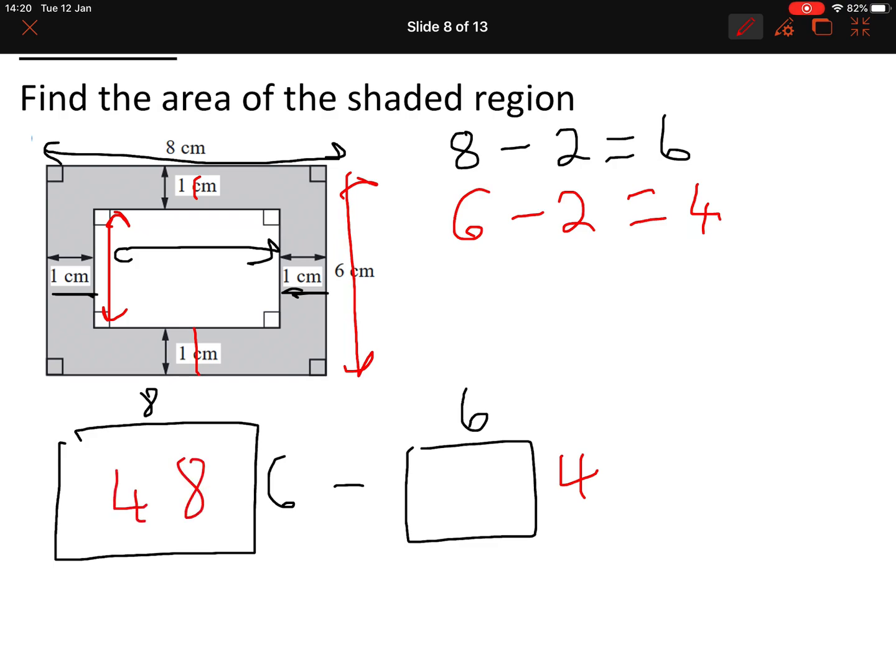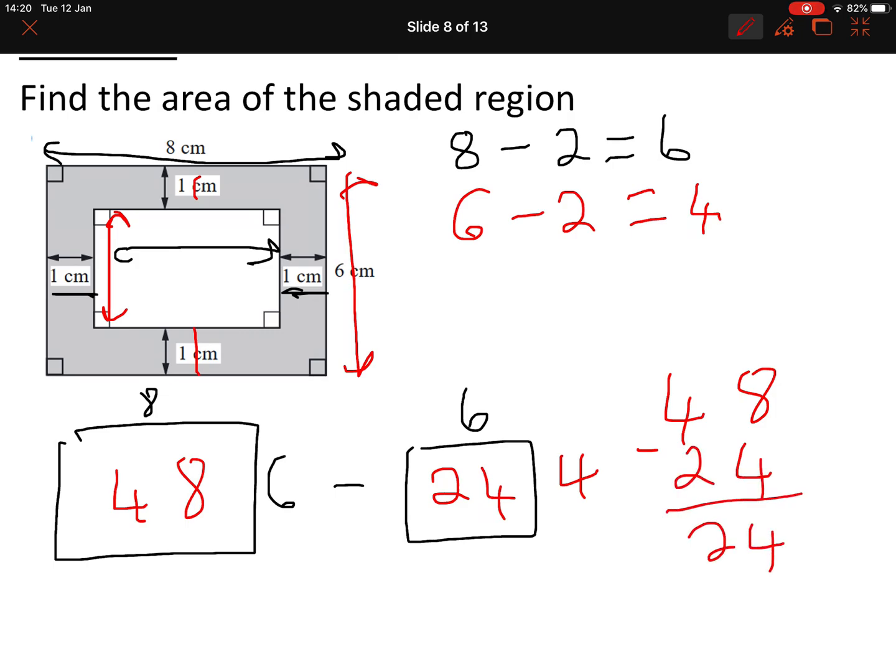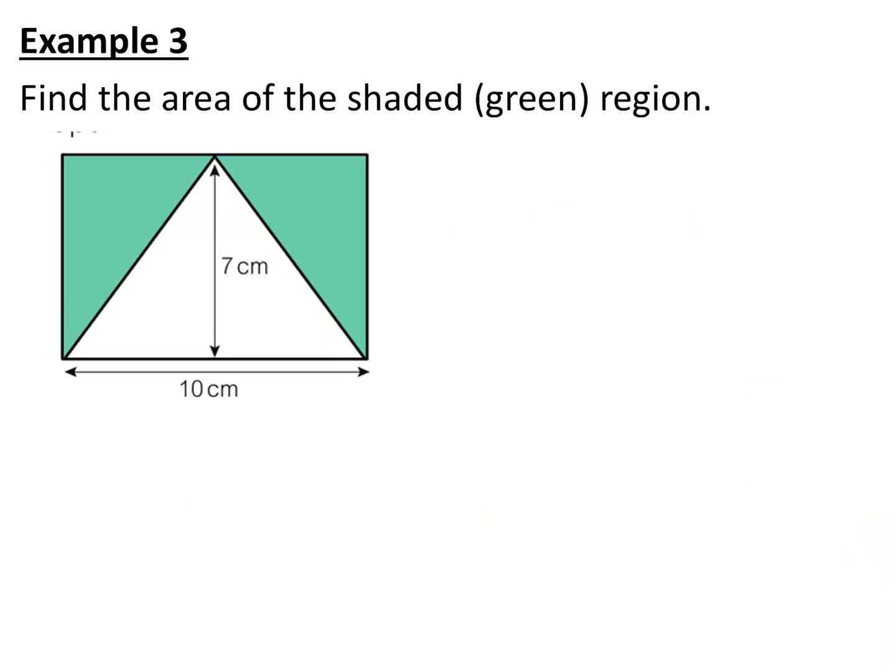Brilliant. So the area of this rectangle, the big one, is 48 centimeters squared. The area of this rectangle is 24 centimeters squared. So to work this out, 48 minus 24: 8 take away 4 is 4, 40 take away 20 is 20, so the answer is 24 centimeters squared, okay? So make sure we have that down, please.